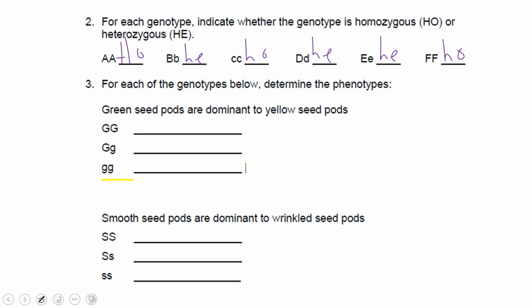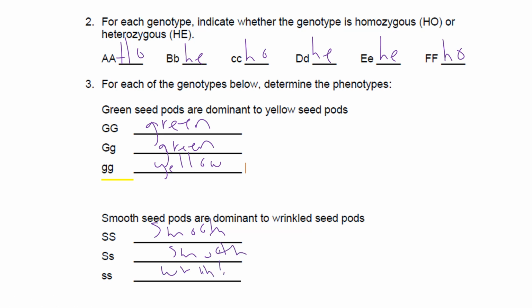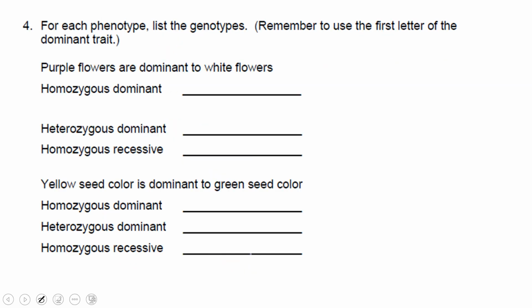For each of the genotypes below, determine the phenotypes. Green seed pods are dominant to yellow seed pods, so that means capital G is going to be green. So if there's at least one capital G, it's going to be green. So that's green. This is green. This one doesn't have green, so the opposite of green here is yellow. Smooth seed pods are dominant to wrinkled seed pods, so capital S is going to mean smooth. Lowercase s is going to be wrinkled. Wow, that got extra messy towards the end there. Hopefully you write neater than me.